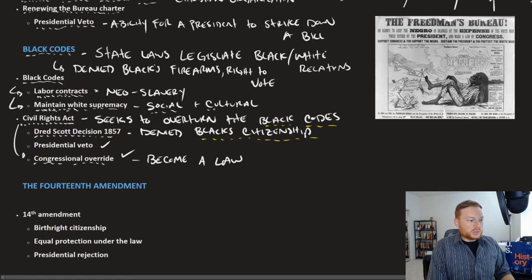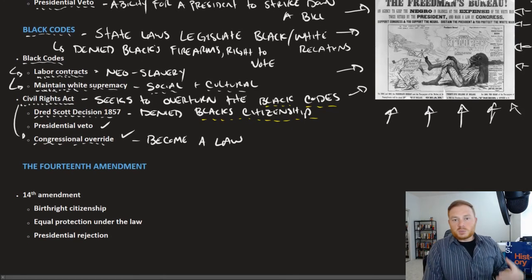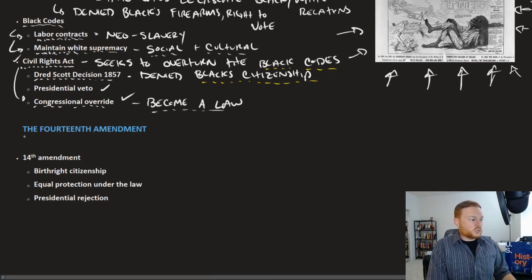However, laws are not the most permanent, and I should say that in addition to maintaining white supremacy in the social and cultural ways, you also have very derogatory information and misinformation being spread, propaganda essentially, to maintain this idea that whites were superior to blacks. And so this image of a newspaper is one example of that. But one way that you could make something more permanent than a law, which the Civil Rights Act was and was successful in passing, is to create an amendment.